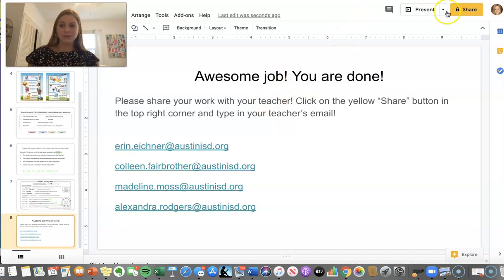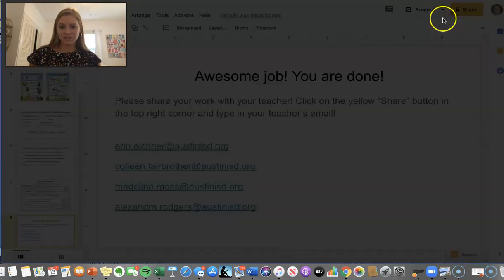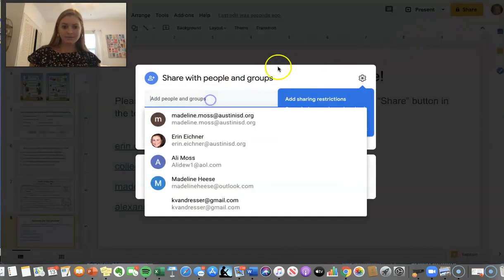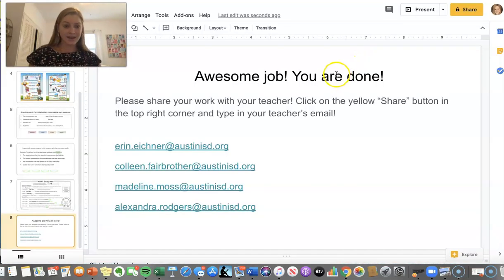And if you remember from some of our assignments last week, to make sure that your teacher gets your work, you're going to click this yellow share button up here, up in my top right corner. And then once you click on the share button, you will be able to type in your teacher's name to make sure that they get your work. So if you have Miss Eichner, you'll use this email. If you have Miss Fairbrother, you'll use this email. My class will use this email, and Miss Rogers' class will use her email.